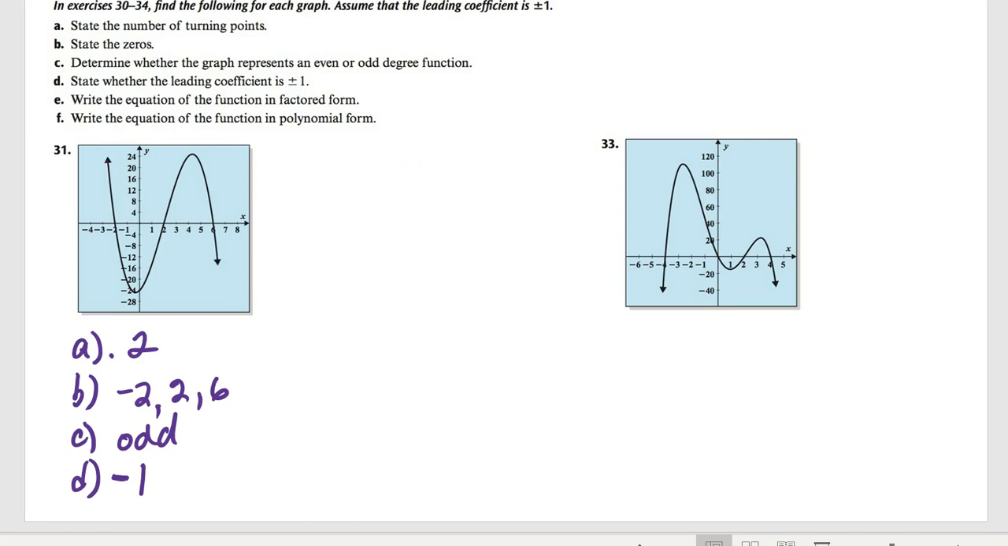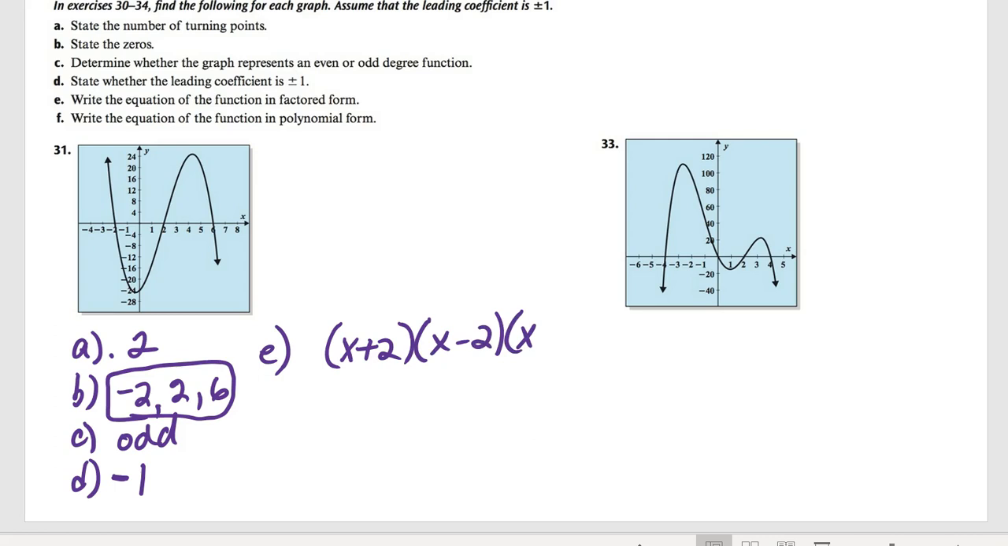Part E says, write the equation of the function in factored form. Well, this is not hard. We can do this. So we know that if these are our zeros, then our factors must be x plus 2, x minus 2, and x minus 6. Those are my zeros. And I can get the factors from the zeros. Okay?